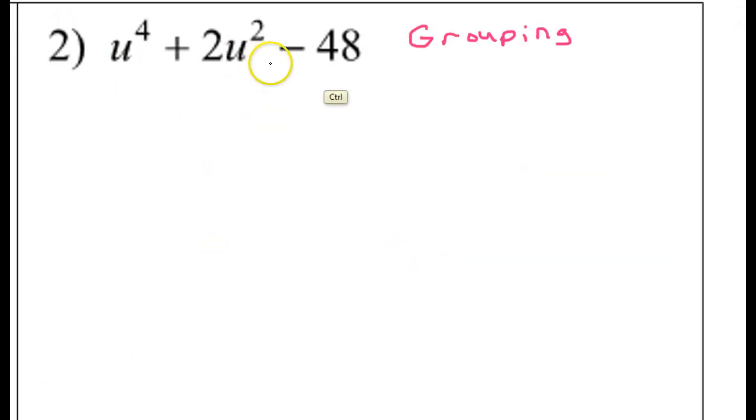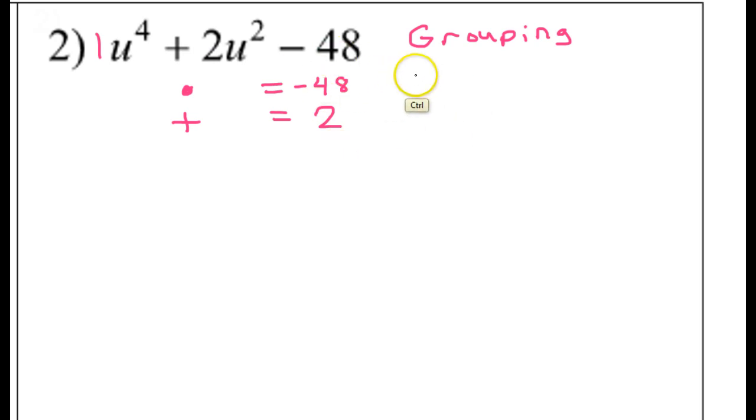So for problem number 2, this time I'll try doing the grouping method. First we look and see, is there a common factor? There is not. So we move on to the product and the sum. The product is always A times C, 1 times negative 48. So that's going to be negative 48. The sum has to be the B value. So that's going to be positive 2.